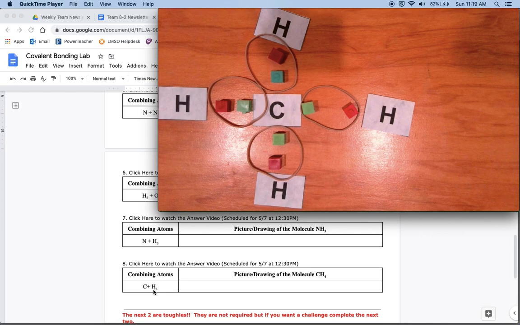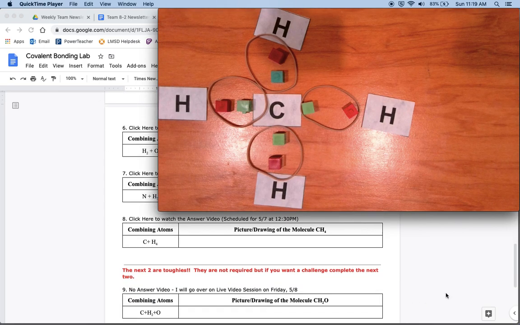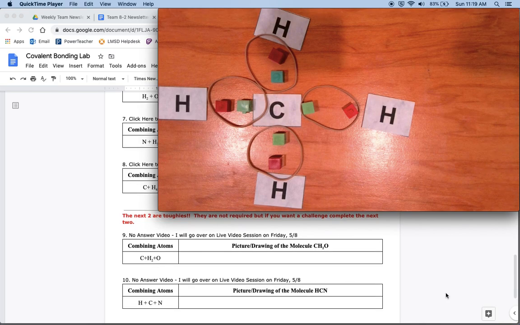Remember, we don't have to use brackets because electrons are not being transferred; they're just being shared. Okay, all right. There are 2 more toughies. So give them a go, have at it. They're not required, but if you want a challenge, go for those ones.